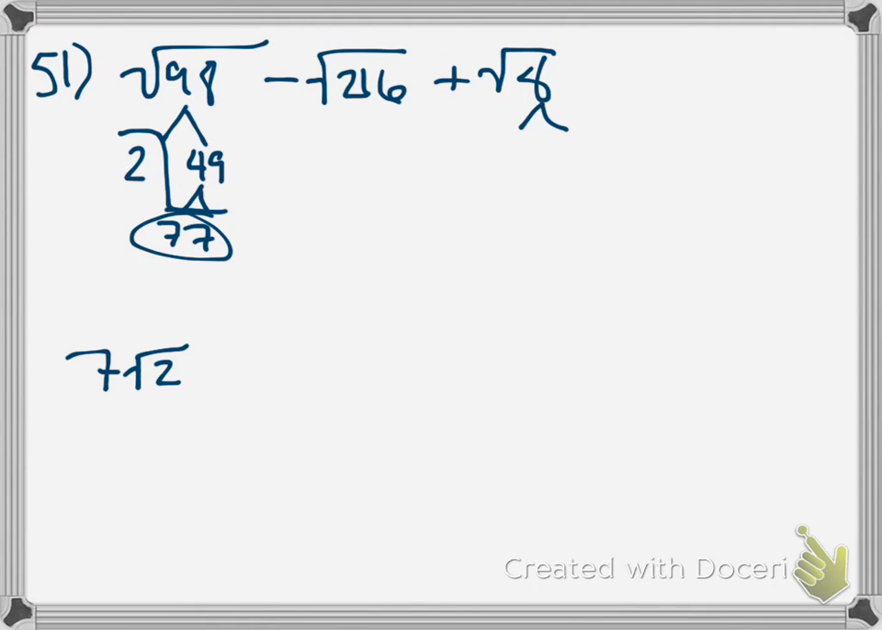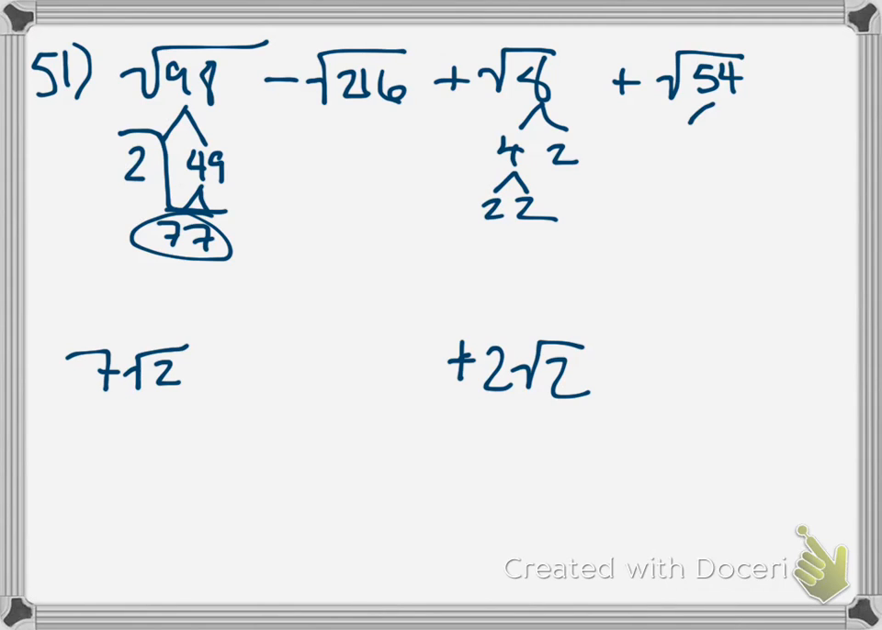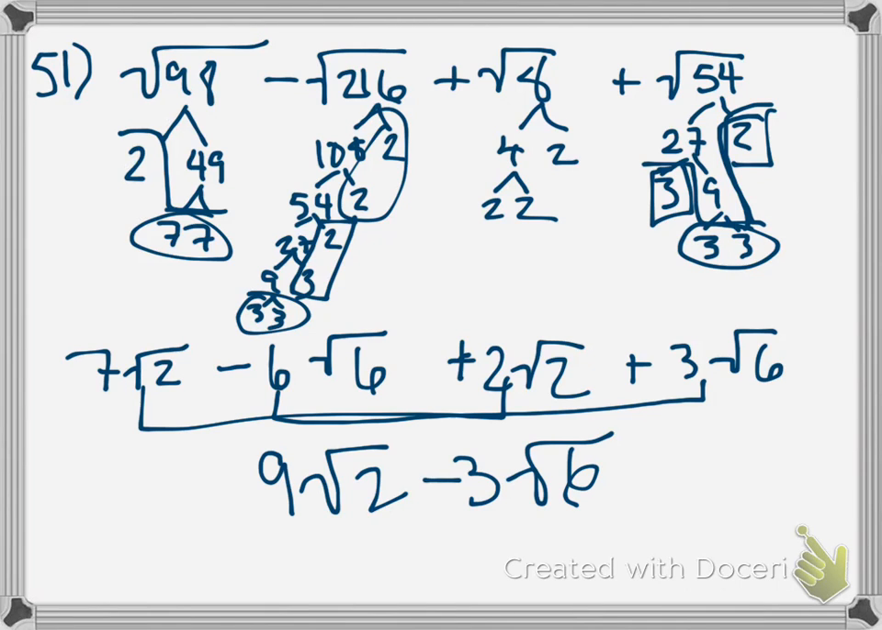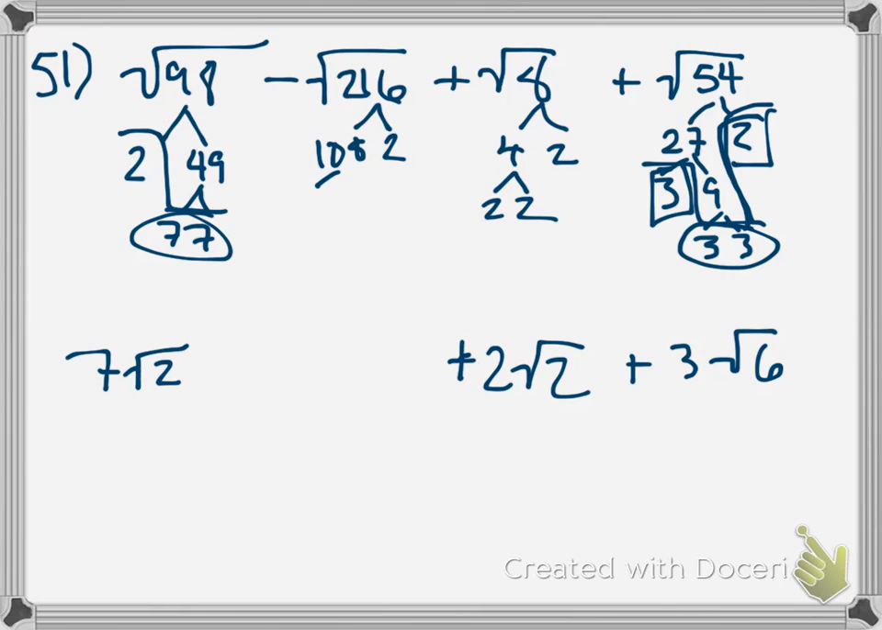On this one, I can do the 8 because I want smaller numbers. 2 and 2, I can see I got a pair of 2's with a 2 left over. And on this 54, let's say 2 and 27. 27 is 3 and 9. And 9 is 3 and 3. So you look here, and you can see that you got a pair of 3's. And you have a 3 and a 2 left over. So that would be 3 square root of 6.